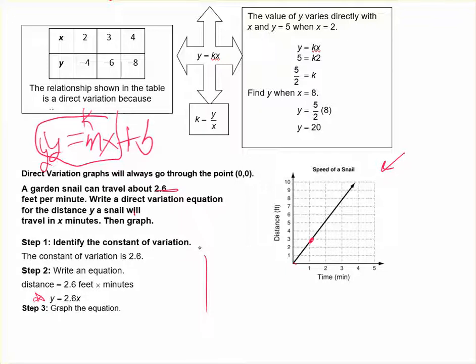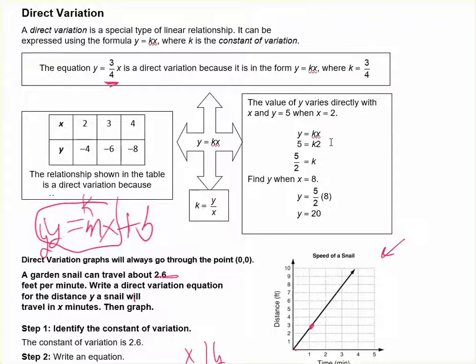You can also make a table of values. It'll of course be 0, 0, but then you can let x be 1 and see what y is, and let x be 2 and see what y is, and so on. Or you can use technology to graph these as well. The other thing we'll do is, if we're given that y varies directly with x, that means you have a direct variation equation, and then they give you some more values. You can use that to find k, and then you can write an equation from there, and then you can find other values and so on.